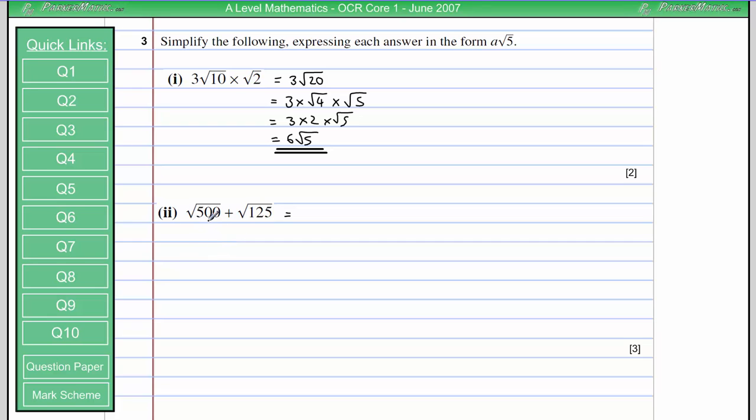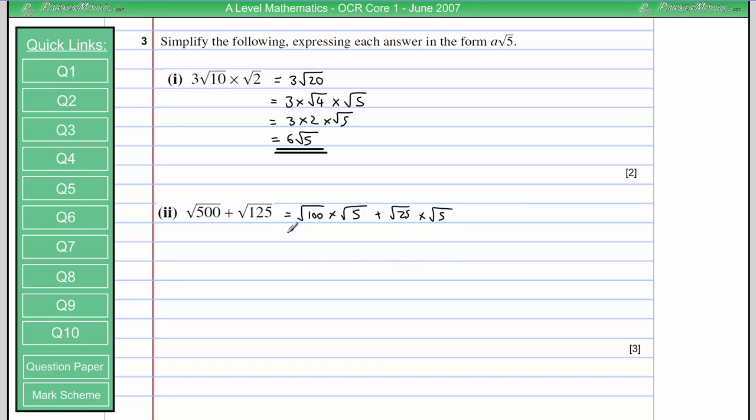Well, if I think about root 500, 100 goes into that, so I can split that up into root 100 multiplied by root 5, because 100 times 5 gives me 500. For root 125, well, the square number that goes into that is 25, so I can split that up into root 25, and I need 5 lots of that to get 125, so times root 5.